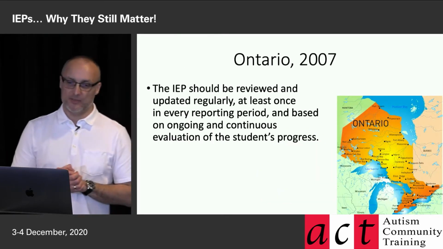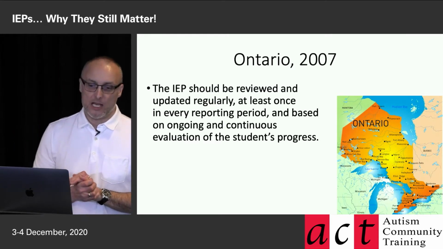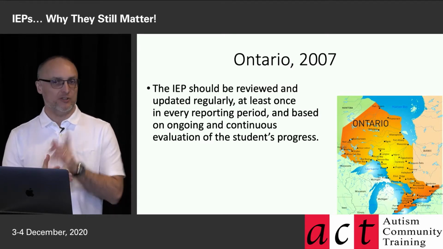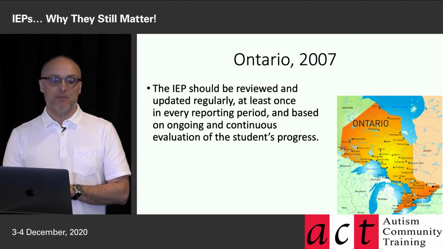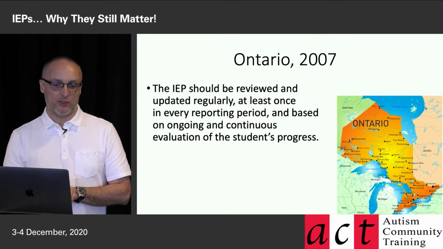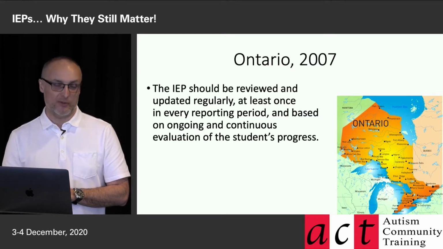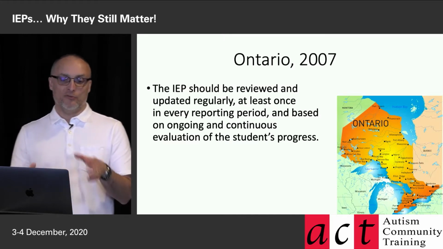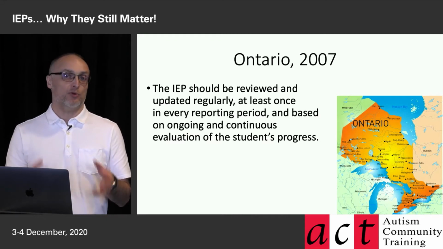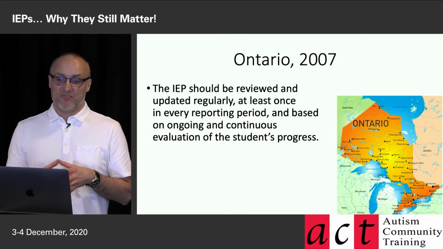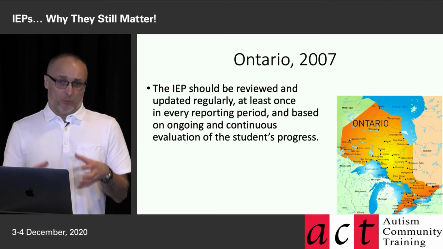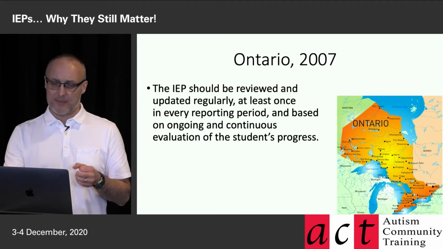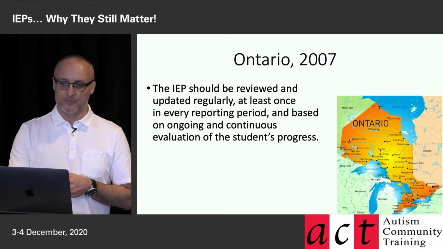This is from some ministry documentation in Ontario. The IEP should be reviewed and updated regularly, at least once in every reporting period. Interesting that they say that in Ontario. And based on ongoing and continuous evaluation of the student's progress. So if you review it each reporting period or less or more, you're reviewing it based on evaluation of the student's progress. How do you evaluate that? That's with data, right? Quantification. We want to see numbers. Ideally, we would like to see things on graphs, as crazy as that may sound, and I will share some of that with you.